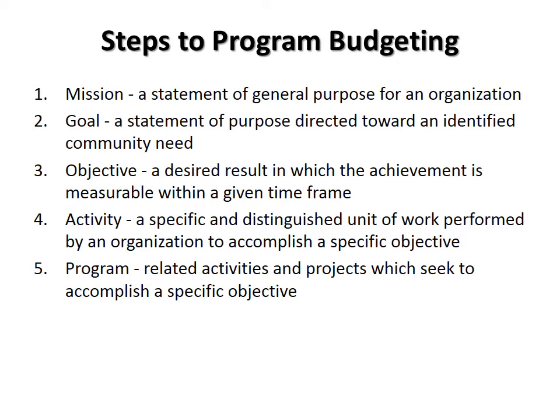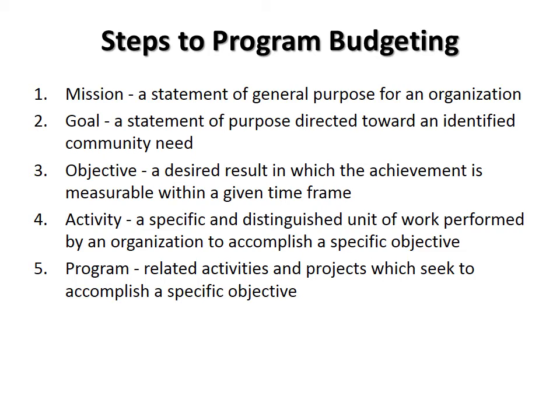In terms of program budgeting, there are 5 basic steps: the mission statement, having goals and objectives, determining the activities undertaken to achieve objectives, and then a summary integration of activities into a program. The mission involves a statement of the general purpose of the organization that then translates into a goal, which is a statement of purpose directed towards an identified community need.